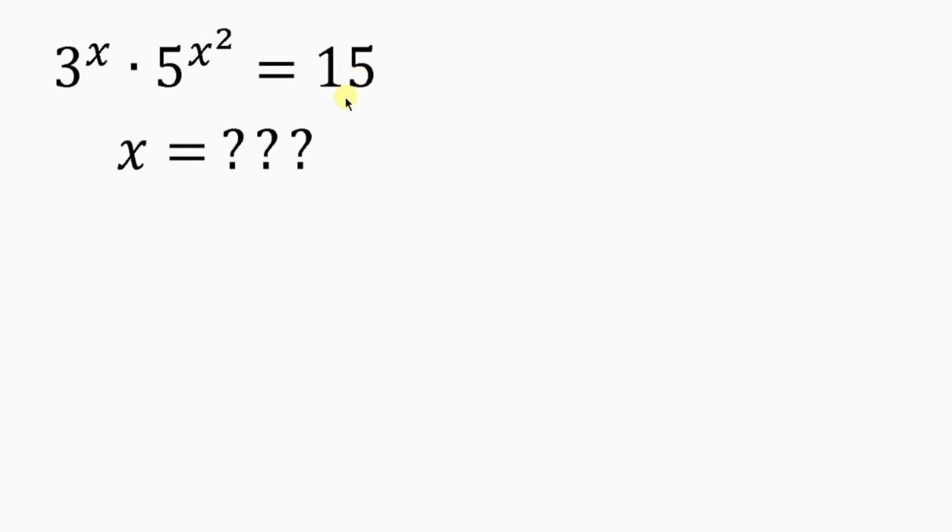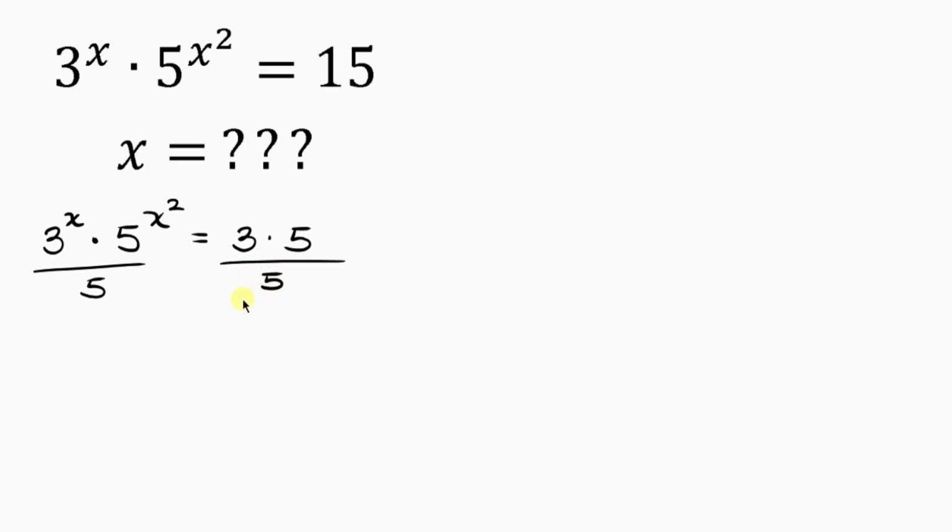Well, our first step towards solving this question would be for us to decompose this 15, which means to partition this 15. So this expression becomes 3 to the power of x times 5 to the power of x squared equal to, now 15 can be partitioned into 3 times 5. That's it. So our next step will be for us to divide both sides by 5. So I'm going to be dividing the left by 5. I'll also divide the right by 5.